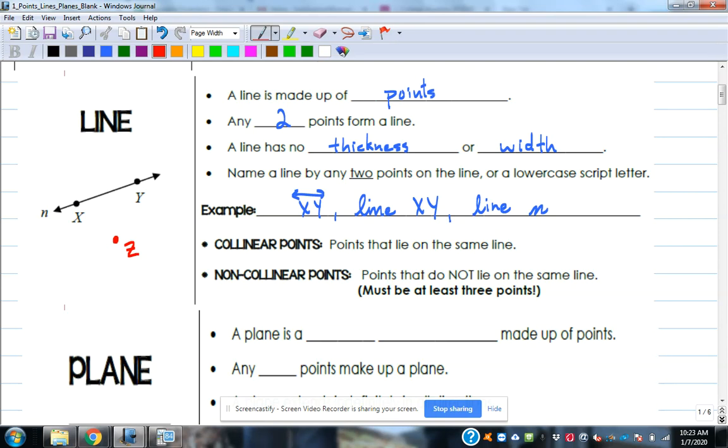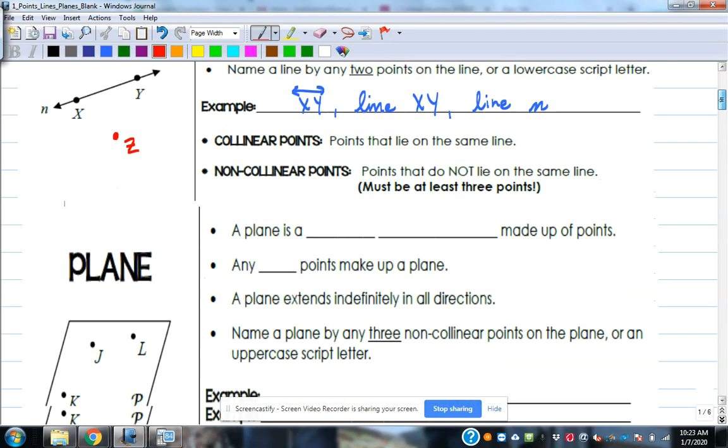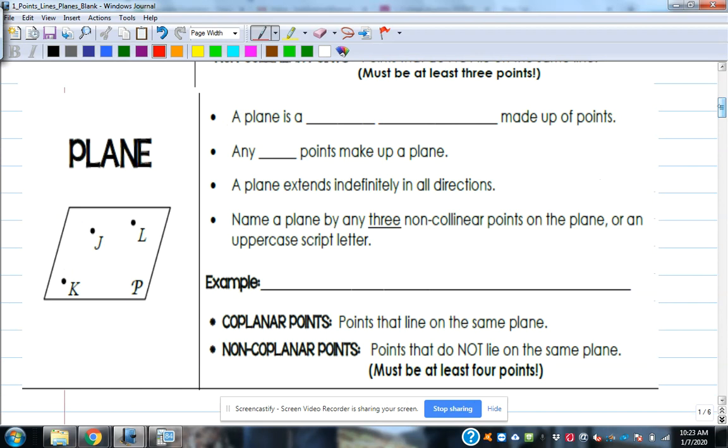All right. The next one is a plane. A plane is a flat surface. So we're building up pieces here. When we do geometry, most high school geometry is what's called Euclidean geometry, which everything happens on a plane or in three-dimensional space, which would be three planes all together. But a flat surface, it's made up of all these points.